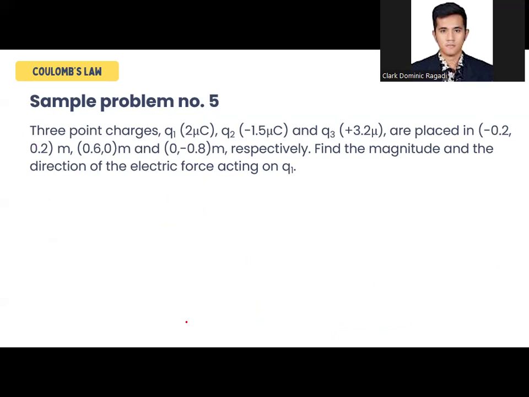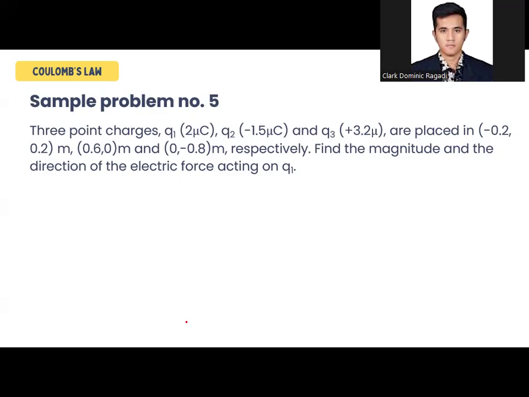Three point charges, Q1, which is 2 microcoulomb, Q2, negative 1.5 microcoulomb, and Q3, positive 3.2 microcoulomb, are placed at negative 0.2, 0.2 meters; 0.6, 0 meters; and 0, negative 0.8 meters respectively. Find the magnitude and the direction of the electric force acting on Q1. So we can do this using the same method as earlier.